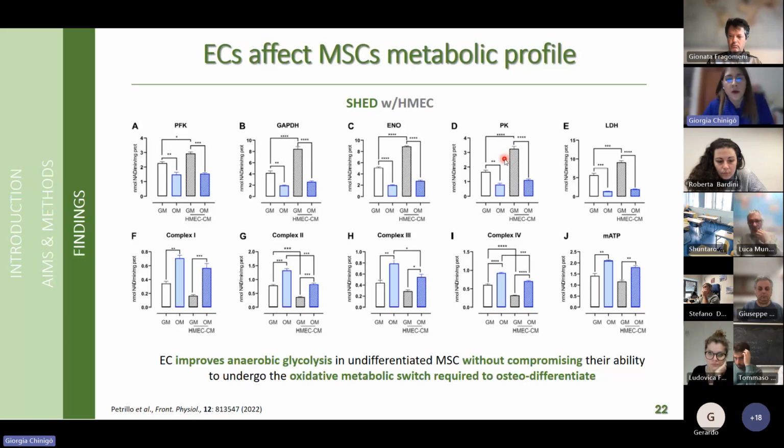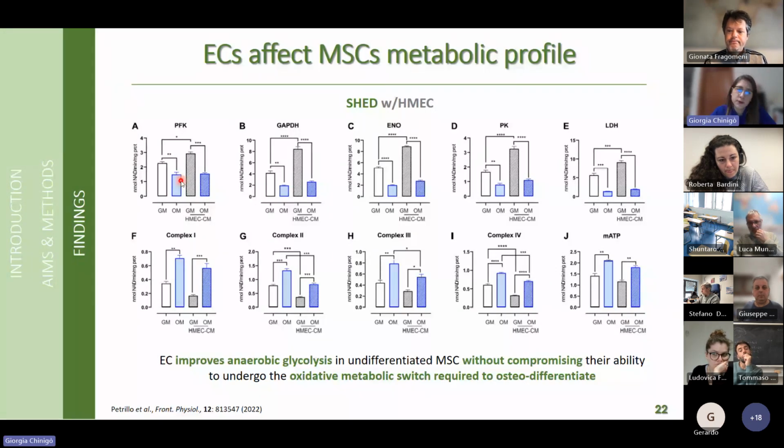And indeed, through the quantification of the activity of different enzymes that are involved in the glycolytic pathway, in this graph, or enzymes that are involved in the oxidative pathway, in the bottom, we found that, as expected, if we compare osteodifferentiating stem cells, light blue column, with undifferentiated stem cells, we observe an increase in their oxidative metabolism and a decrease in their glycolytic rate.